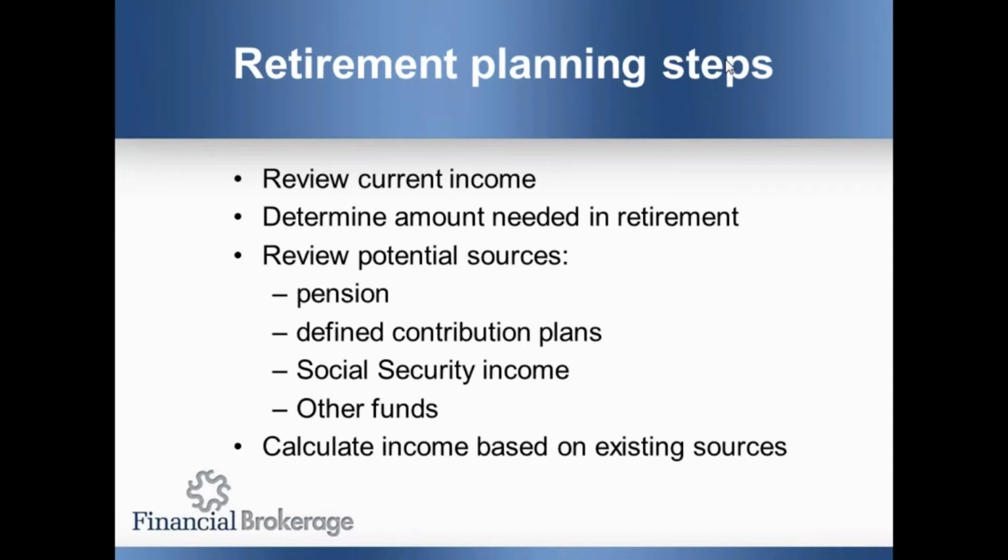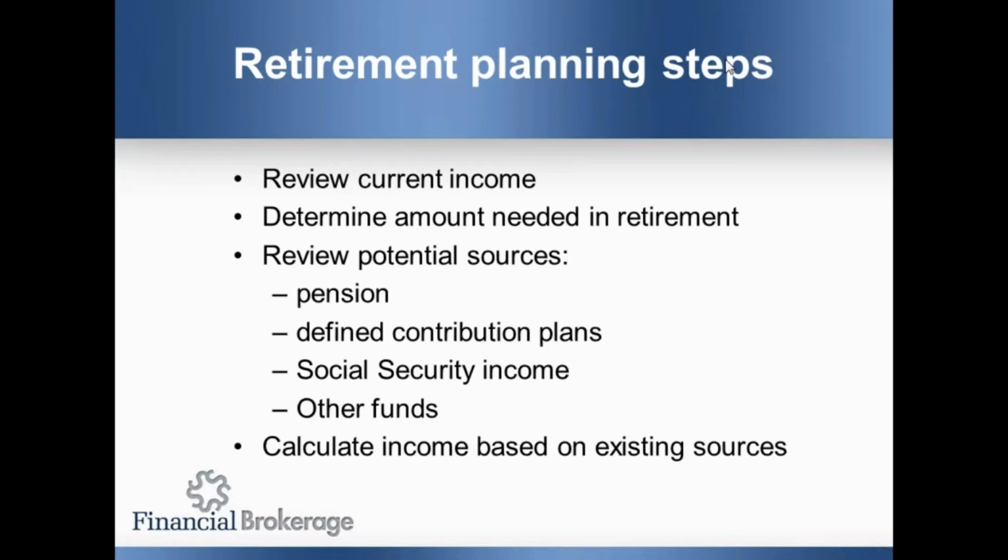Maybe they have money from a pension. Maybe they have money from a defined contribution plan like a 401k or a 403b. We need to take their Social Security income into account. Maybe they have other funds or other resources they're going to pull from, maybe land or an inheritance or something along those lines, maybe a rental property. And then we need to calculate their income based on these existing sources.